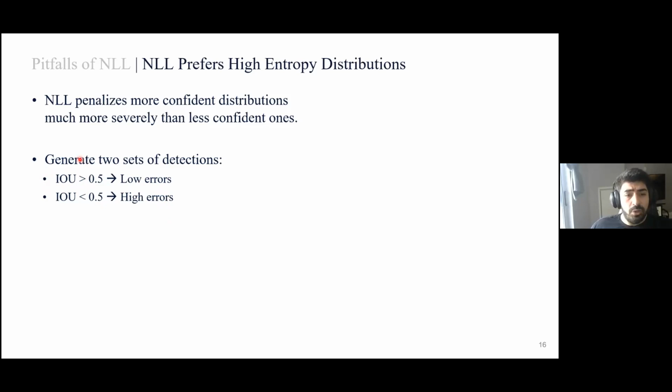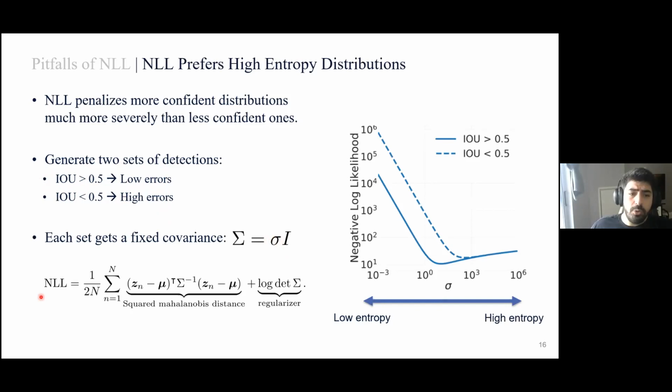Basically, high IOU means low errors in detection context, and low IOU means high errors in detection context. We then assign an isotropic covariance matrix with a parameter sigma to both sets of detections, and we compute the negative log likelihood and plot it as a function of sigma. We see that negative log likelihood, even for the correct set of detections, penalizes low entropy distributions much more severely than high entropy distributions. We will show that this is problematic when training variance networks for object detection.